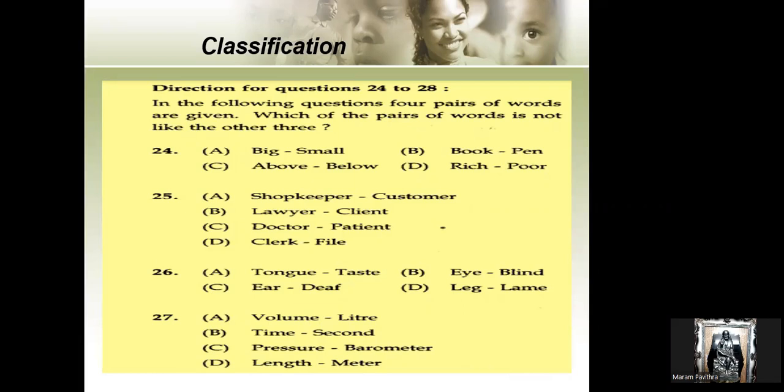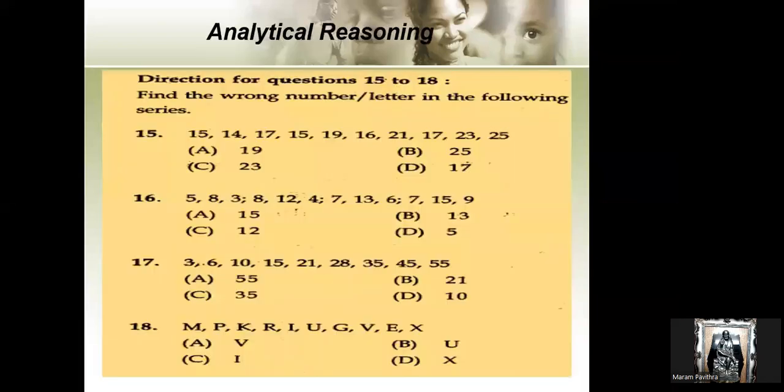The unit of volume is liter. The unit of time is second. The unit of pressure is not barometer. It's an instrument. Correct? Okay. We are measuring the pressure in millimeters of Hg. Clear? That's a different thing. So a length meter. So which one is the answer? C is the answer. Like you have to identify it.